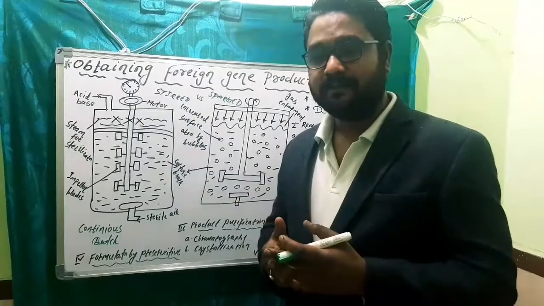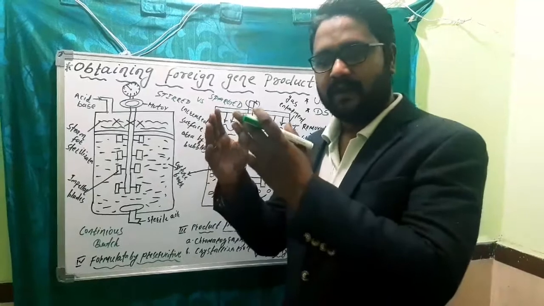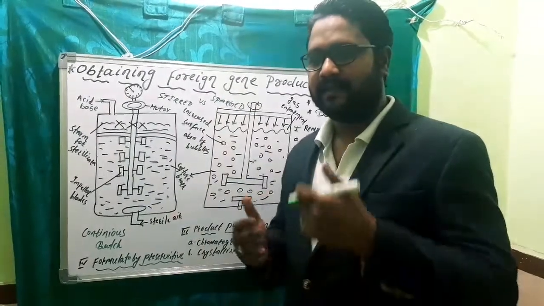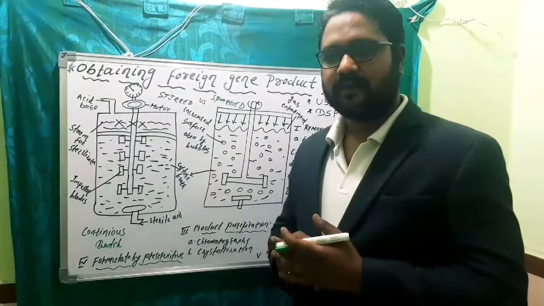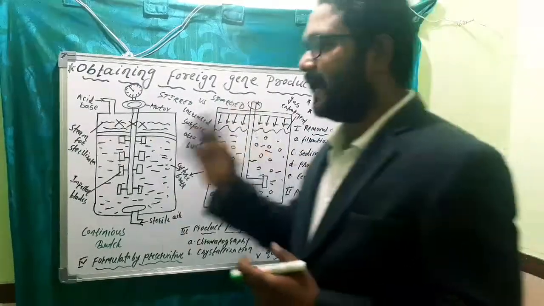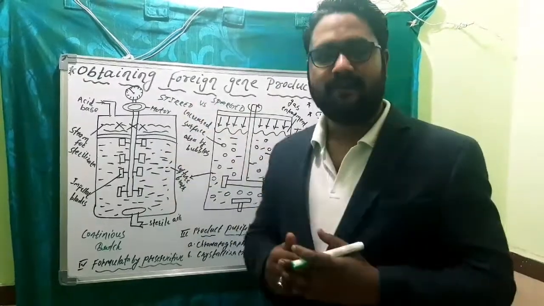अब उस recombinant cell से हमारा product of interest जो है specific protein or vaccine or hormone. Now how we are going to produce that we are going to see today, and for that we need a device. That device is called fermenter or bioreactor.